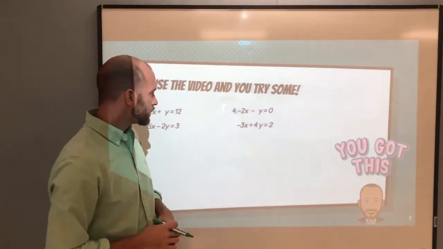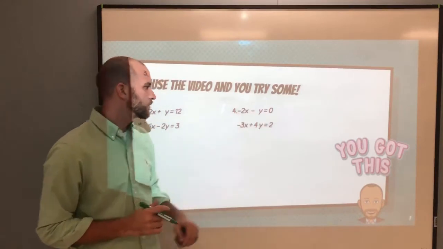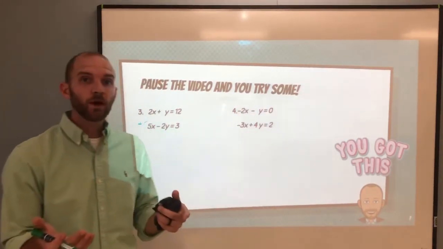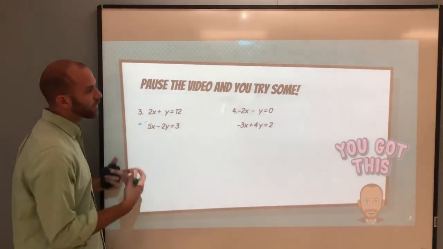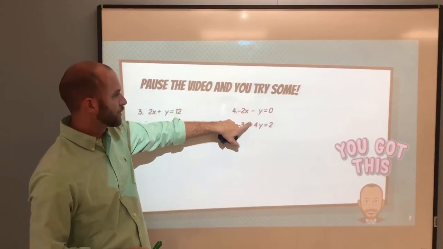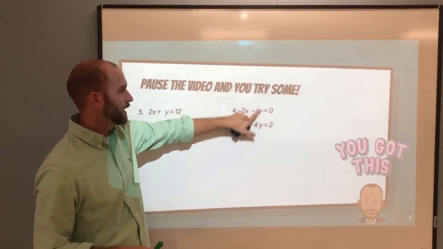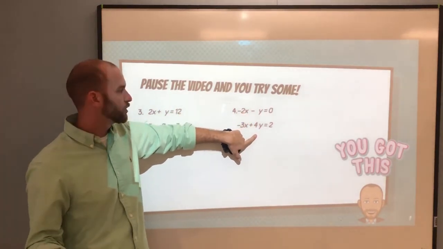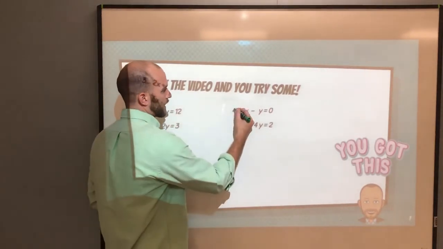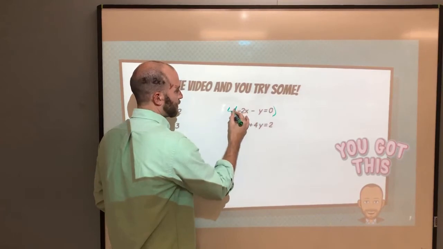All right, so we got negative 2x minus y equals 0 and negative 3x plus 4y equals 2. There's several ways that you could have approached this problem. I think what I'm going to try and do though is multiply the top equation by something so that we can eliminate the y's. It's always easier to do that than multiplying both equations, though you could do that. So I think what I'm actually going to do here is multiply this whole thing by 4.